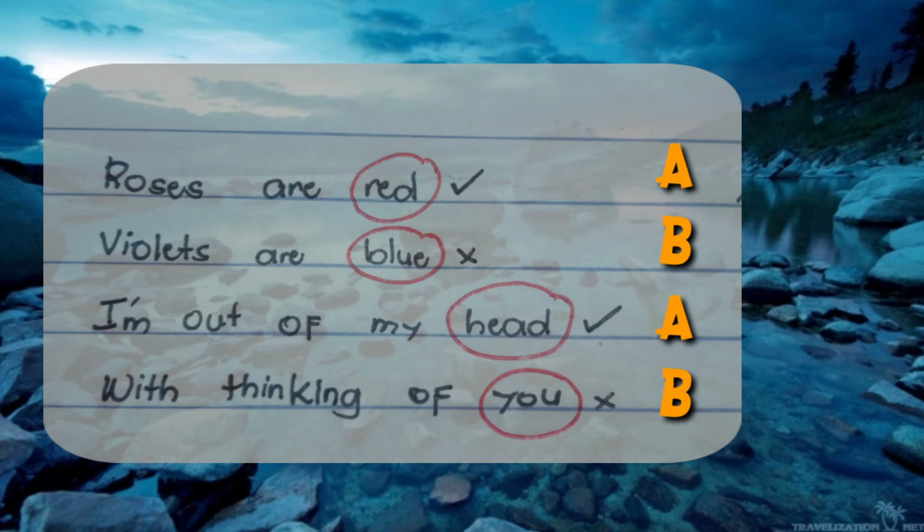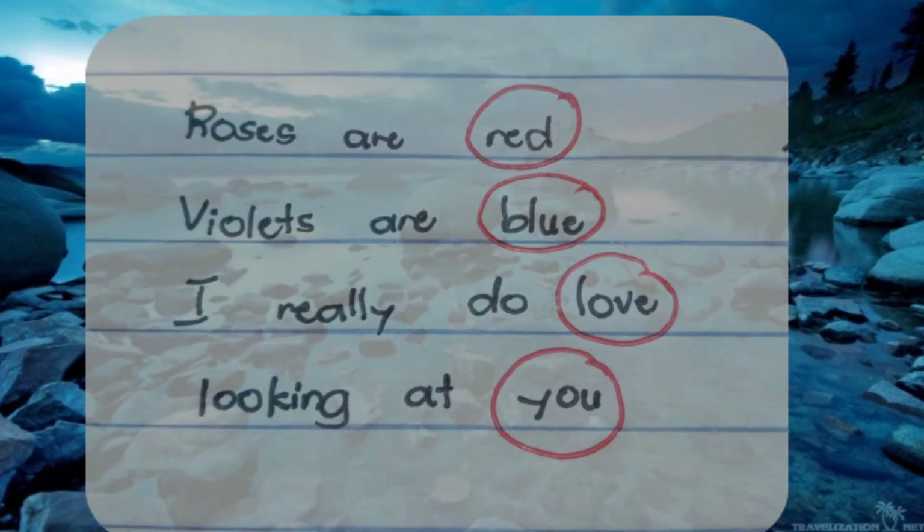This indicates that there are two rhymes in the stanza. So the rhyme denoted by the letter A falls in the first and third lines, and the rhyme denoted by the letter B falls in the second and the fourth lines. Let's have another example.